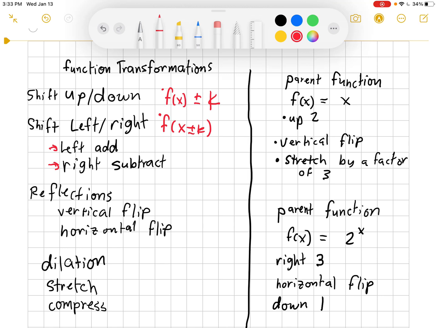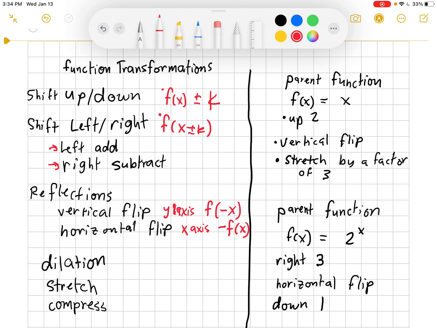Now, when it comes to the reflections, we have two different kinds that we think about: a vertical flip over the y-axis. Which, when you do that, it's going to look like f of negative x. The negative is inside the parentheses. Or the horizontal flip across the x-axis, which puts the negative out in front of our function.